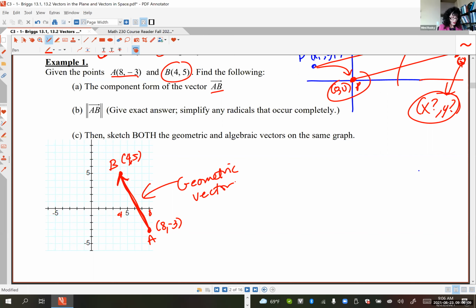Okay. So in letter B, they want us to find the magnitude, but I don't want to find the magnitude just yet. Well, why not? Because I want to do another step first. What I'd like to do is translate this vector so it is in standard position. What does that mean? That means that A is going to get moved to 0, 0 by default. We're going to move them over there. That's the new A position, because in standard position, the initial point is located at 0, 0.